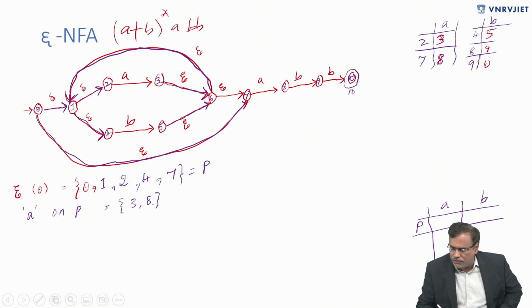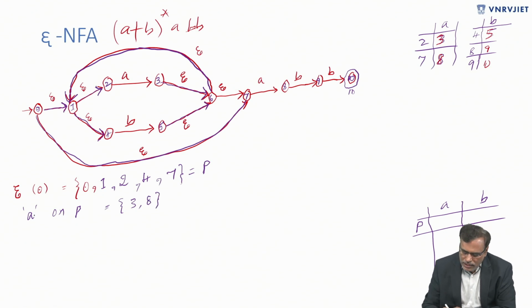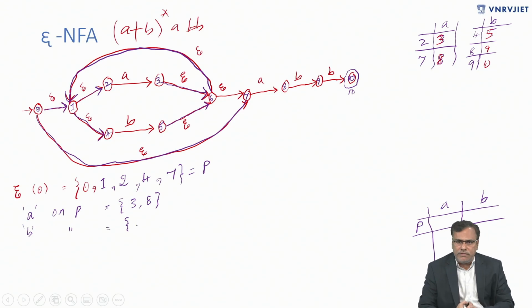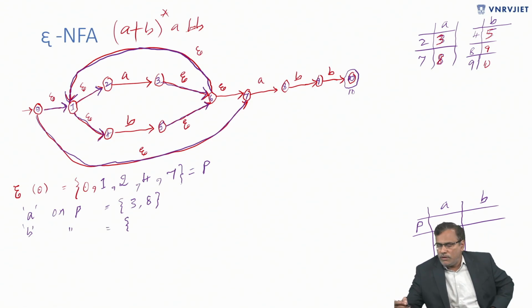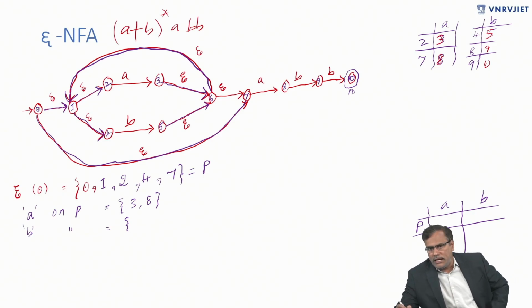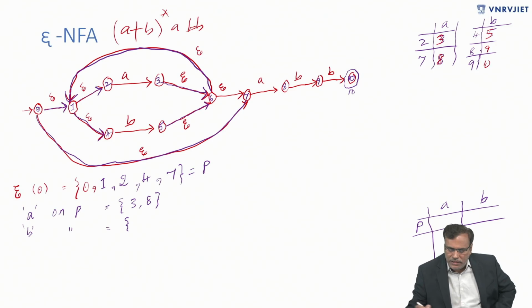In a similar fashion, you have to find B as input on P. Whenever you want to find B as input on P, what are the states that have a transition on input B? That is 4, 8, 9. Of these 4, 8, 9, what are there in this P set?